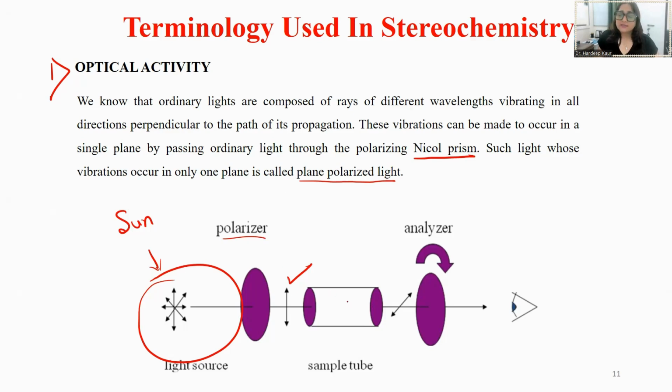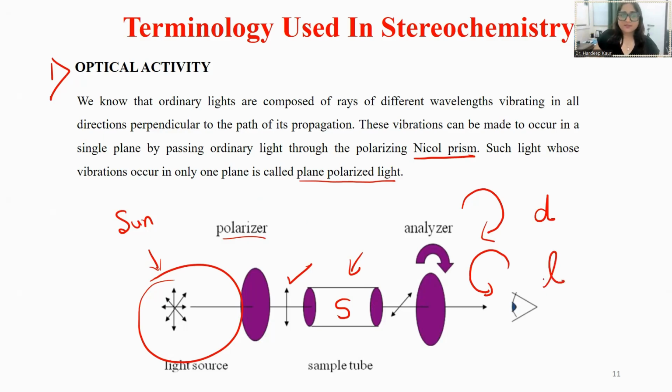After this, there's a sample tube, and we pass this light through the sample. Now the sample is your compound. The compound has the ability to rotate the plane polarized light towards the right direction or the left direction. If it is rotating in the right direction, clockwise, then we call it a dextrorotatory compound. But if it is rotating anti-clockwise, then we call it a levorotatory compound.